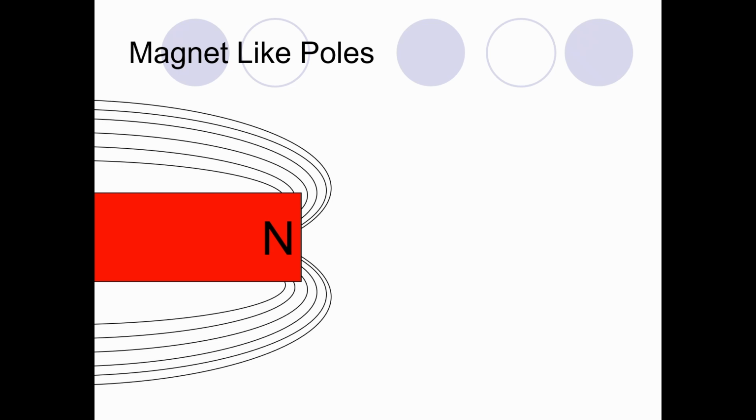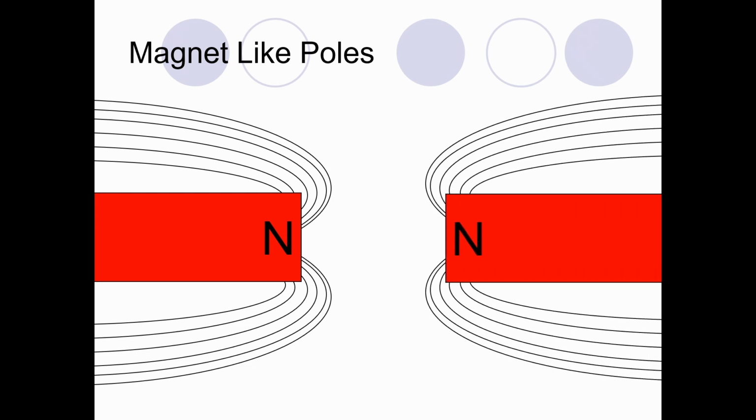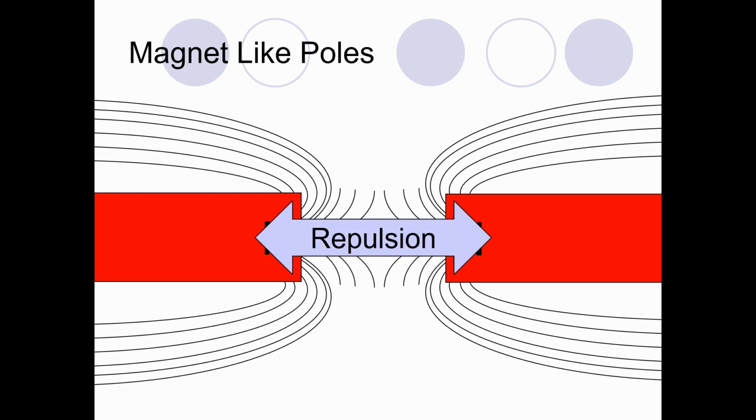The circular shapes around the magnet represent the magnetic field. To the right, I'll add a second magnet with the same north pole pointing at the first magnet. Note that the field patterns are pushing against or repelling one another. This repelling phenomenon will occur whether two north poles or two south poles are brought together.